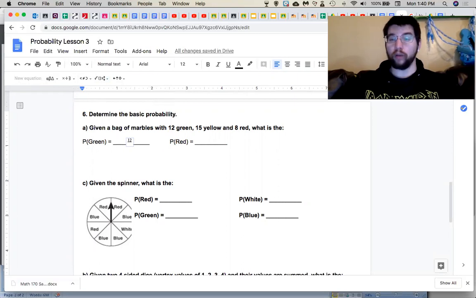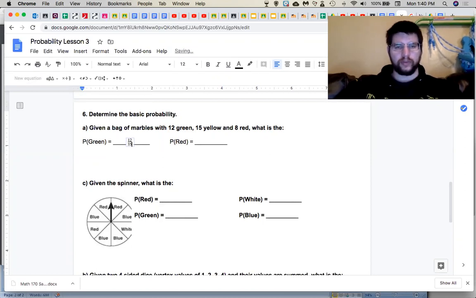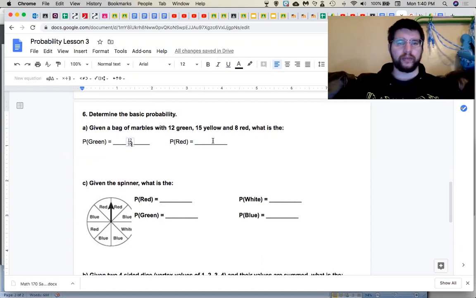Now, how many total marbles are there? 12 and 8 is 20, plus 15 is 35. 12 over 35. Done. That's good enough. I can read it.